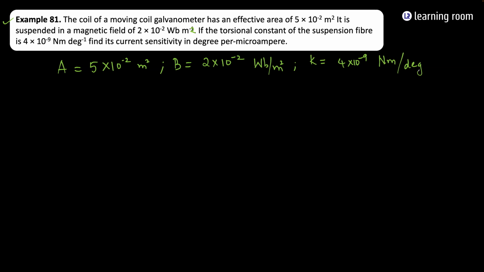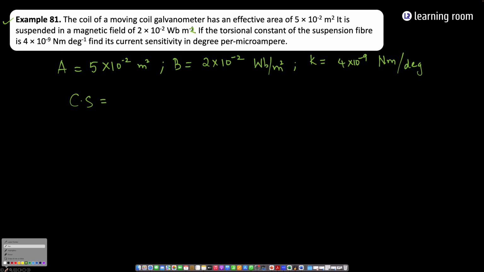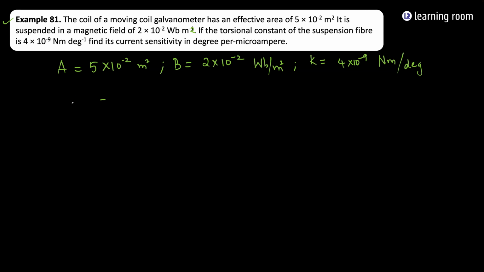So what is the formula for current sensitivity? If at all you don't remember, I would suggest you write the one expression with which you can derive anything. It is NIBA is equal to K times alpha. So all that you need is current sensitivity. Current sensitivity is alpha by I. So alpha by I will be equal to NBA divided by K. Since they told effective area, I'm taking N into A itself.